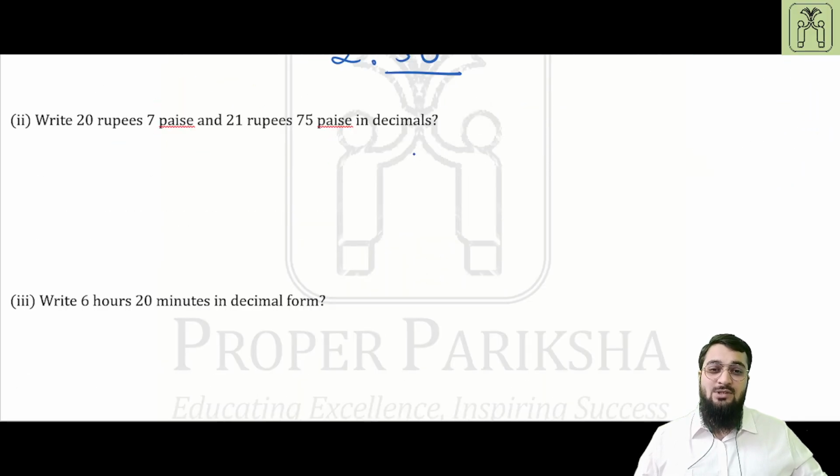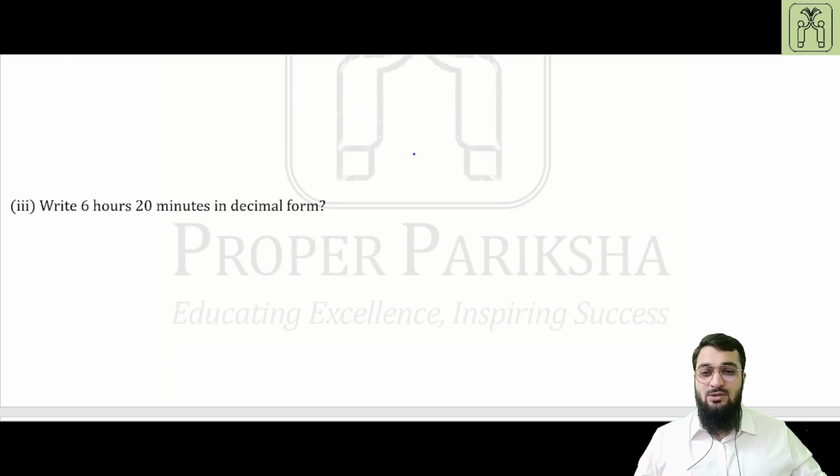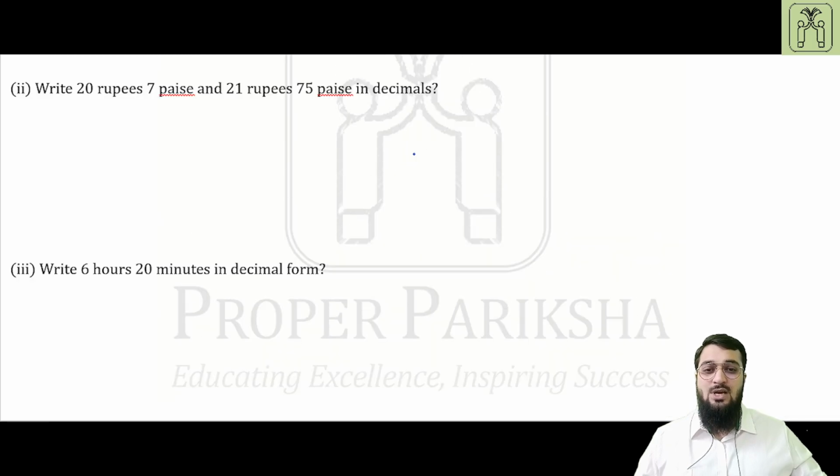So three chapters are necessary for you to understand the chapter of decimals without any significant hassle or confusion: comparing numbers, integers and fractions. Coming to the next question.